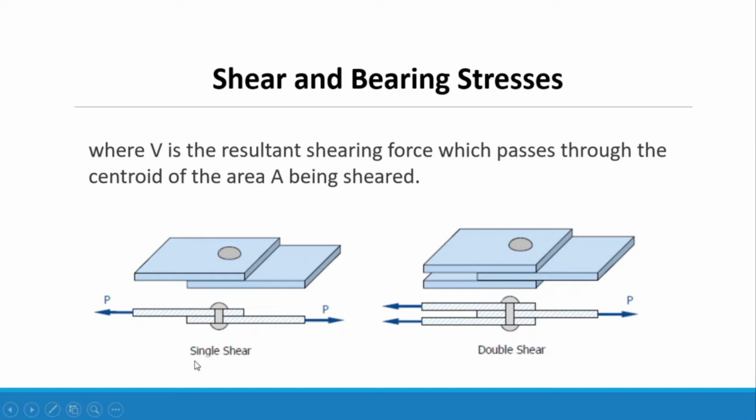So we have a single shear and a double shear. And we have an overlapping of plates with a bolt and a force P. For double shear, we have two plates overlapping a single plate. And the direction of P for a double shear is 1/2 of P and another 1/2 of P.